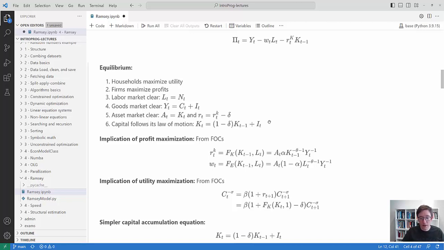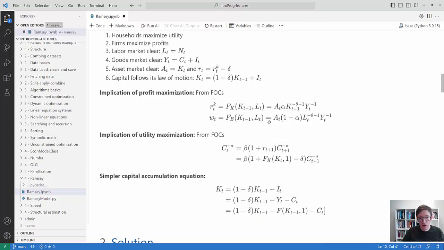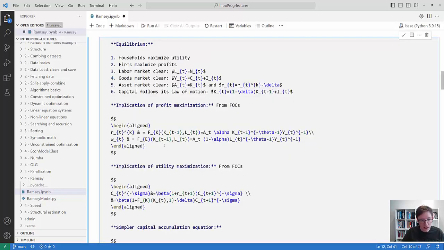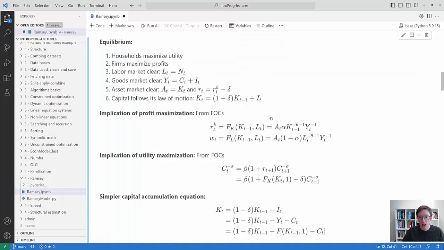I will not go through the mathematical analysis of this model, but if you do, then you can derive first order conditions for profit maximization, saying that the rental rate should be equal to the marginal product of capital and the wage rate should be equal to the marginal product of labor. So there's an E here, which should be an L. Great. And this looks like this in this case.